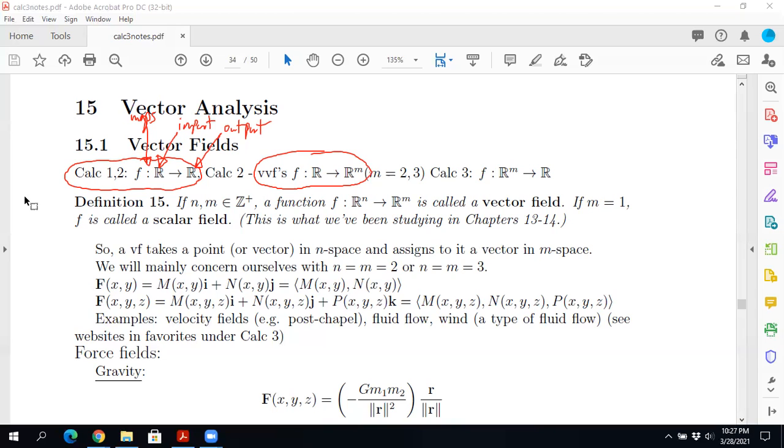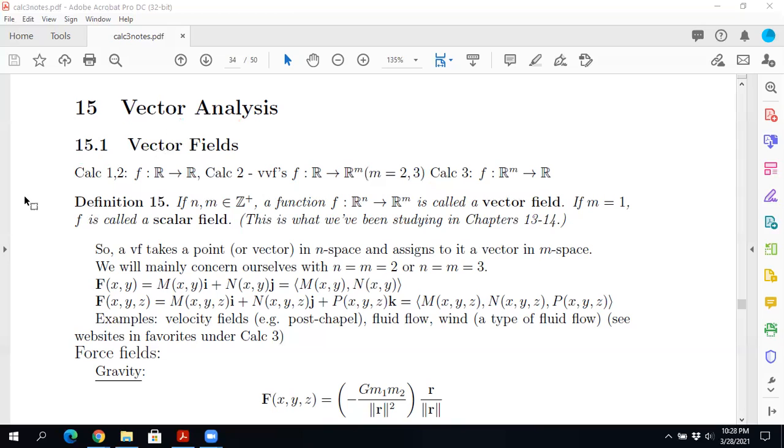Now in Calc 3, we've shifted our focus back to something that we're more used to, things that have real number outputs. So here we had real number input and ordered pair or ordered triple outputs, vector valued functions. Here we have a pair of real number inputs and then real number outputs for the most part. And sometimes in Calc 3, we've been looking at ordered triple inputs and real number outputs. Well, what we're going to do now is mix and match some of the things that we've been doing before.